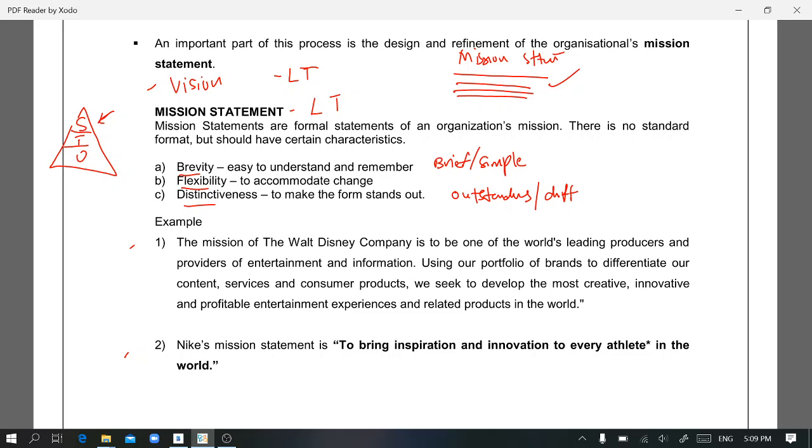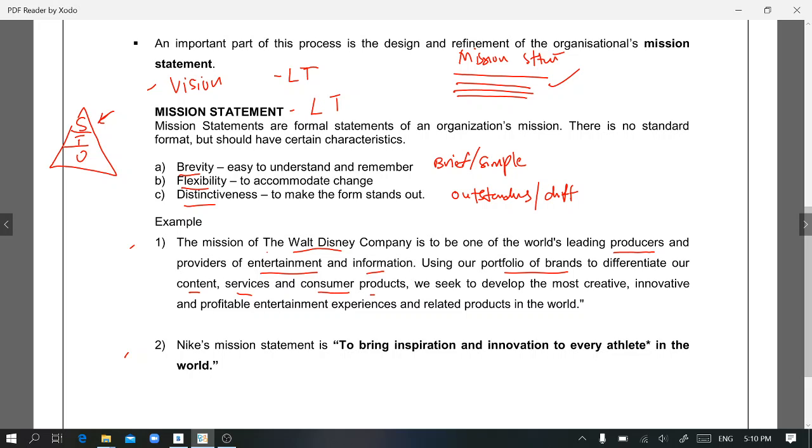I got this from the internet. This is the mission statement of Walt Disney, the company that owns Disneyland and most of the cartoon portfolio. The mission of the Walt Disney Company is to be one of the world's leading producers and providers of entertainment and information. They want to produce and provide entertainment using a portfolio of brands to differentiate their content, services and consumer products, and develop the most creative, innovative and profitable entertainment experiences and related products. For example, they have Mickey Mouse and Donald Duck.